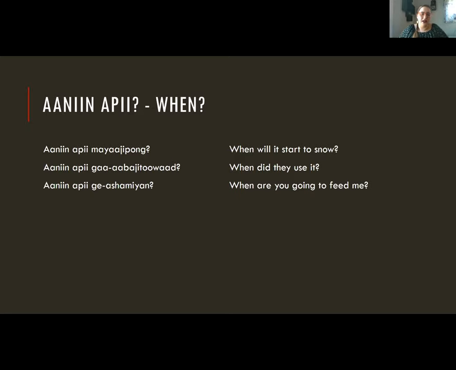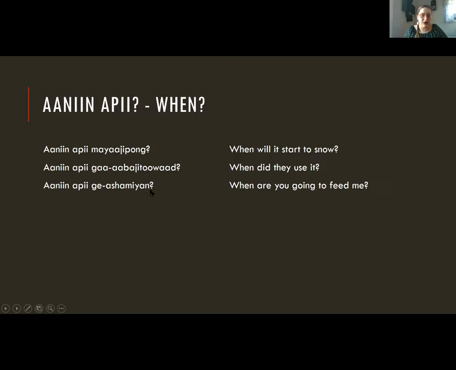And then aninapi for "when." Aninapi mayajipun. When will it start to snow? Aninapi is the "when," majipun is the verb, double A changes to ya, so mayajipun. That G is the conjunct. Aninapi mayajipun, when will it start to snow? Next one, aninapi ga bajitu wad, when did they use it? The verb is abajitun. Gi, past tense, changes to ga, and the ending for they.